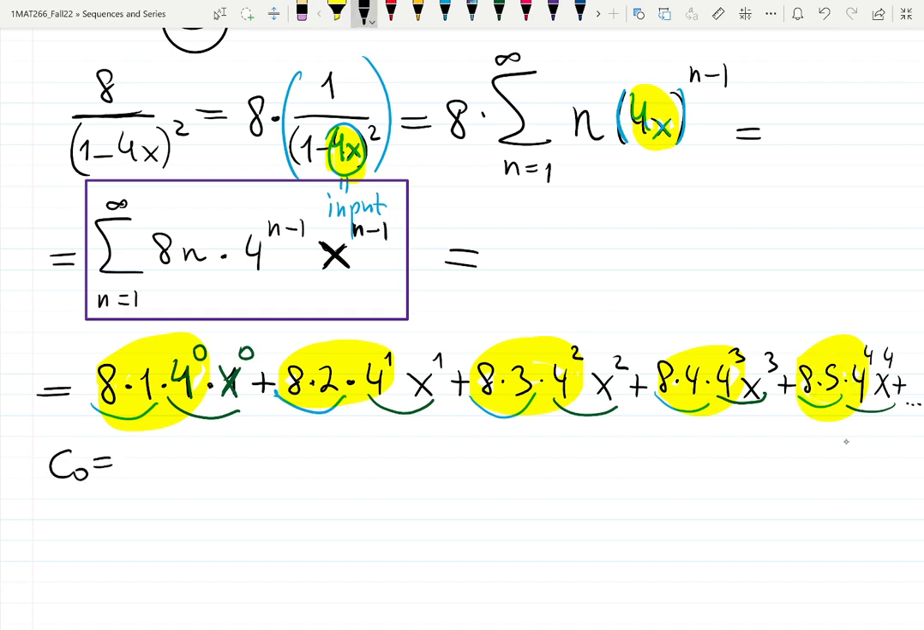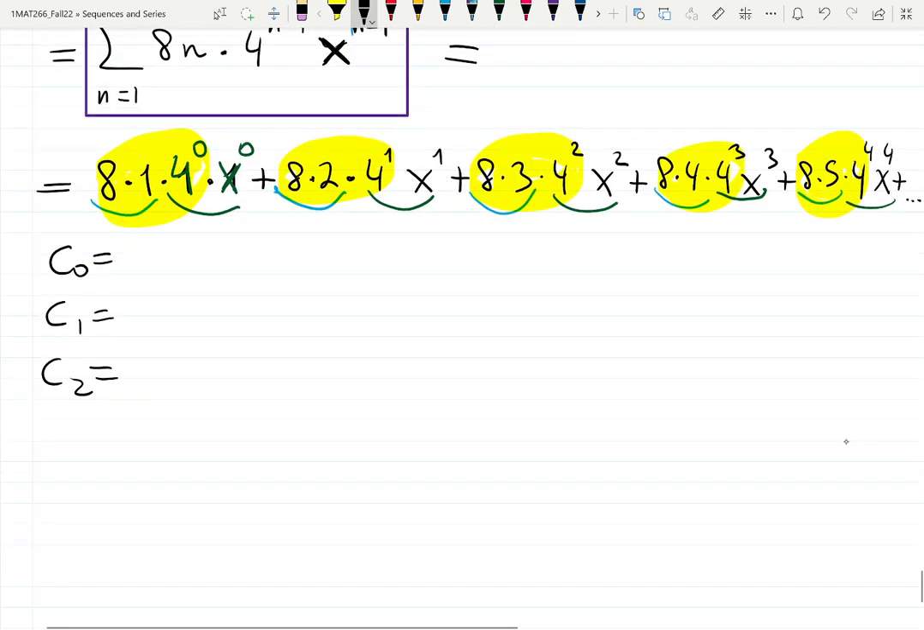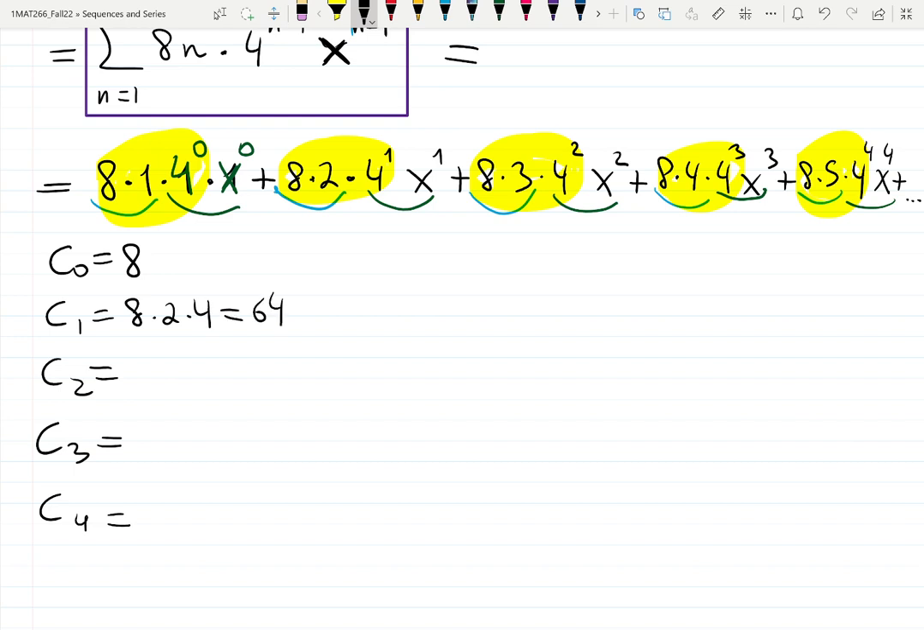C sub 0, C sub 1, C sub 2, C sub 3, C sub 4. First one is 8 multiplied by 4 to the 0, that's just 8. The second one is 4 times 16, 64. Let me write it down: 4 times 2 times 8 times 2 times 4, that is 64. The third one is 8 times 3 times 4 squared.